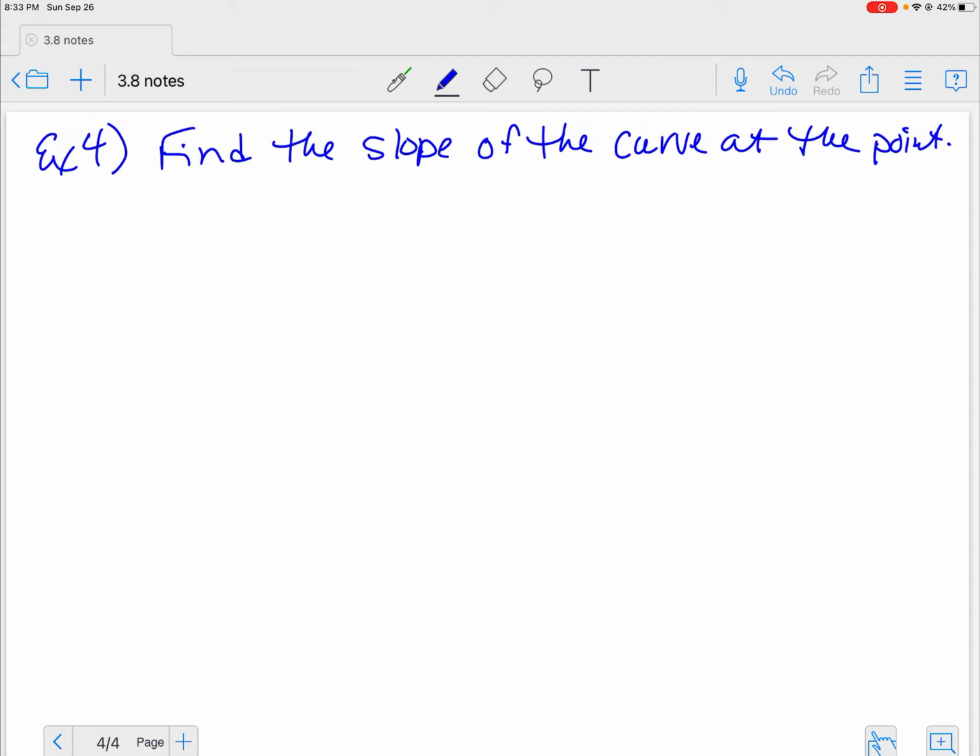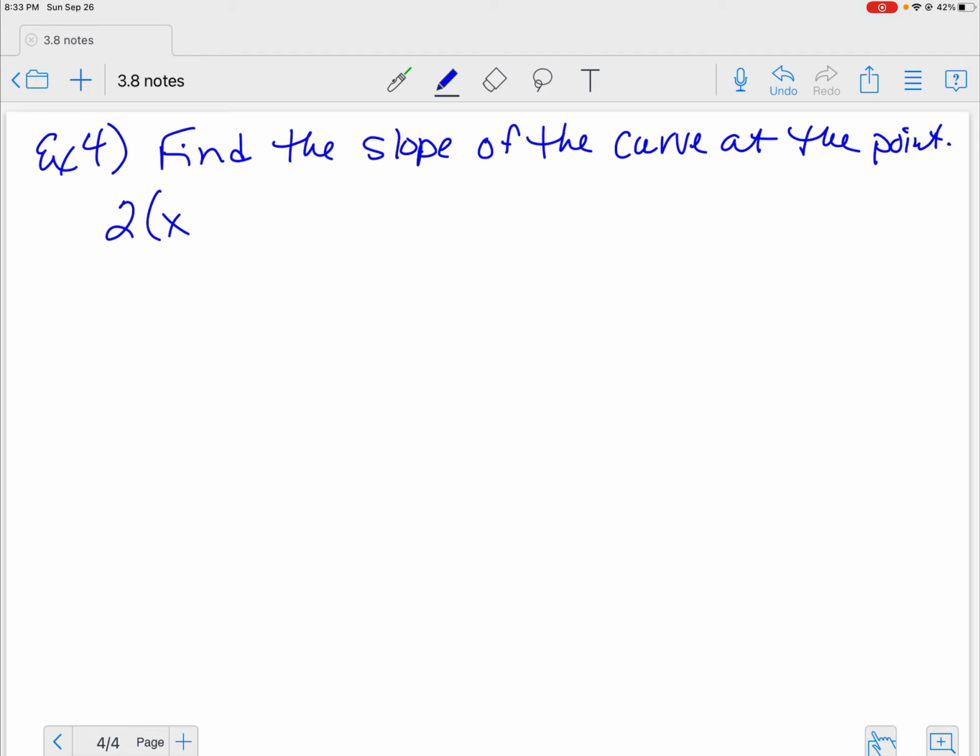All right, let's keep on keeping on doing some more amazing problems. So we want to find the slope of the curve at the point. So we're only finding the slope, not the equation of the tangent line. But anytime you want to find the slope of the curve at a specific point, that's what makes it tangent, right?